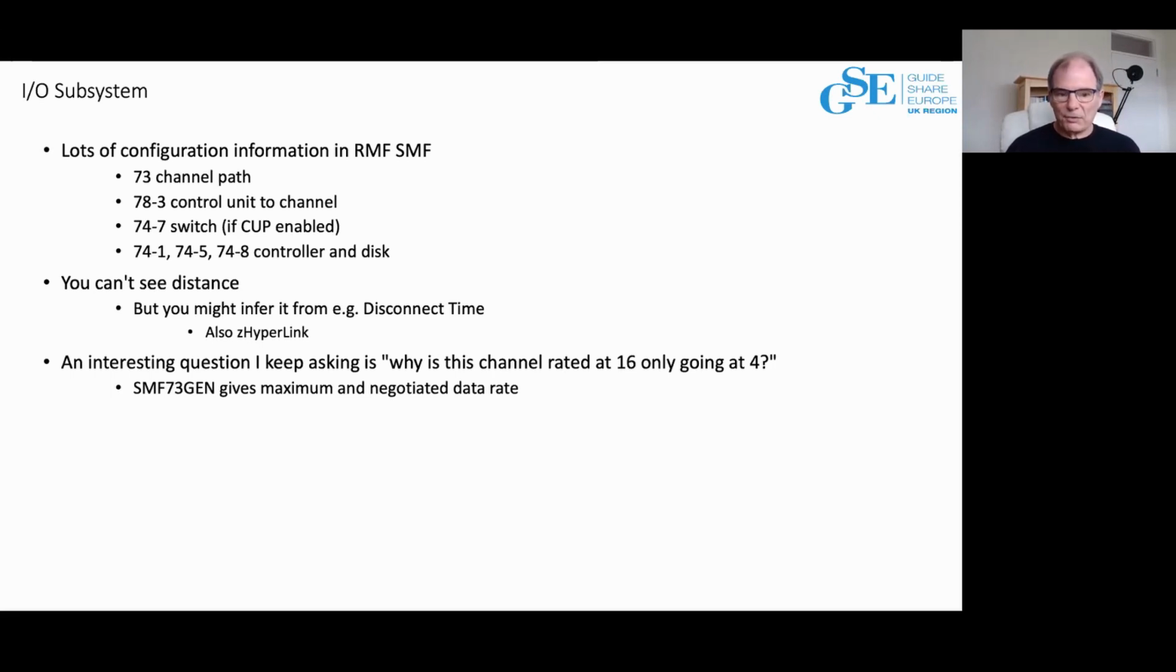Now, SMF 73 Gen is a code. It's a 1-byte code which gives you the maximum value for the channel and its negotiated data rate.